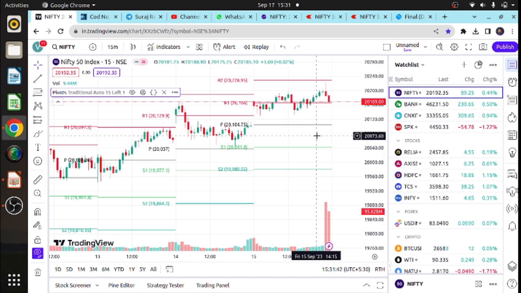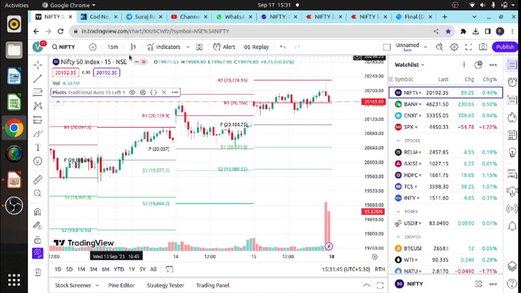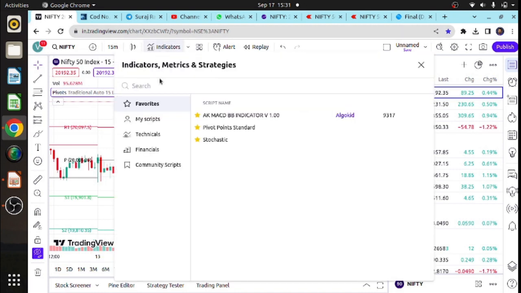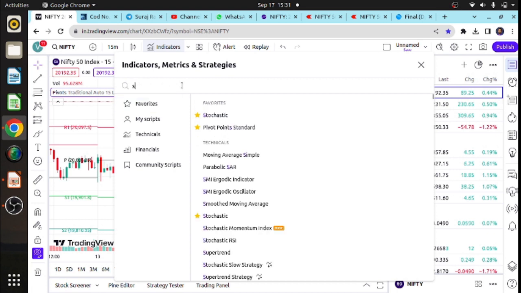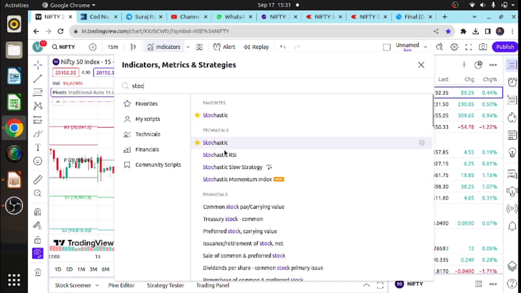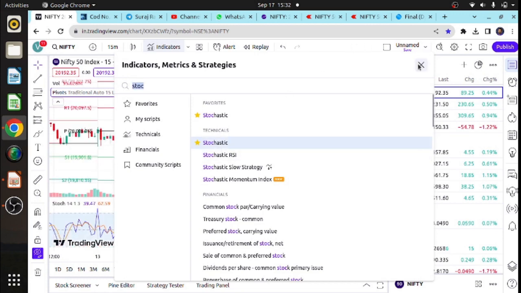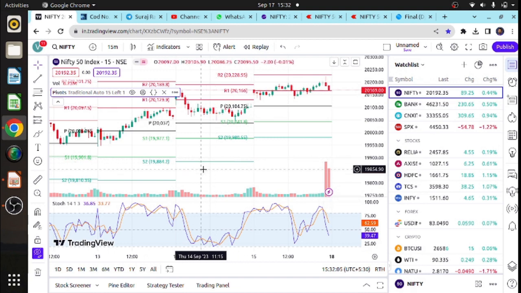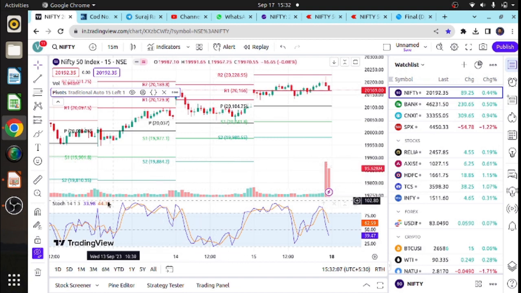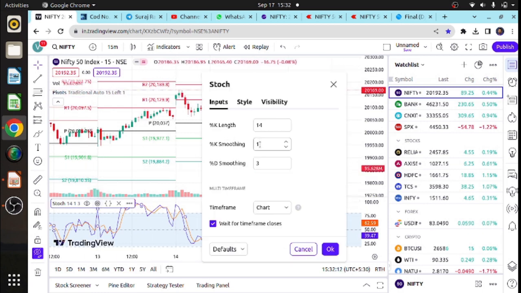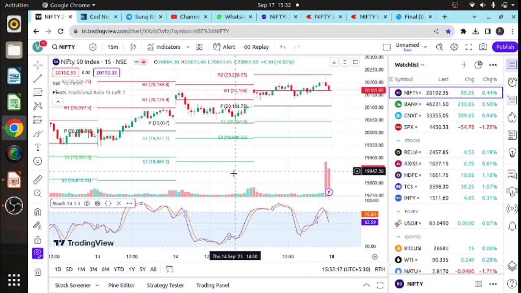Now we will add the stochastic indicator. Again, in TradingView, go to indicators and write stochastic. Choose the first one, that is stochastic. We do not want stochastic RSI or something, just plain stochastic. Now it is added. We just want to do one setting in stochastic: increase the K smoothing to 3 so that this curve becomes smooth.